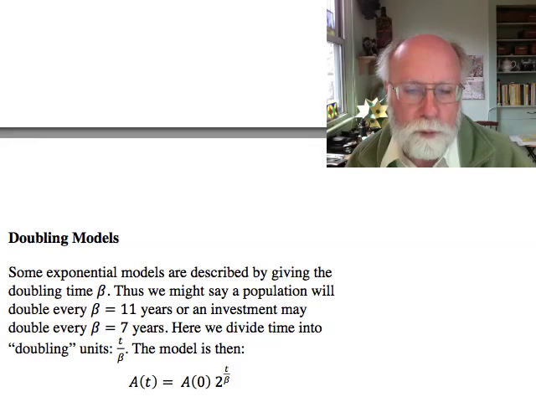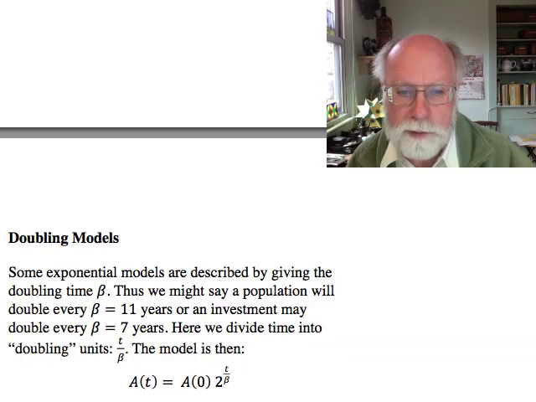Doubling models are really just like half-life models, only they're used for processes showing growth, not decline or decay. So we might have a population where we know that the population is doubling every 11 years. And so we would have a doubling time, a beta of 11 years. We may have an investment that's doubling every 7 years. So beta, the doubling time, will be 7 years.